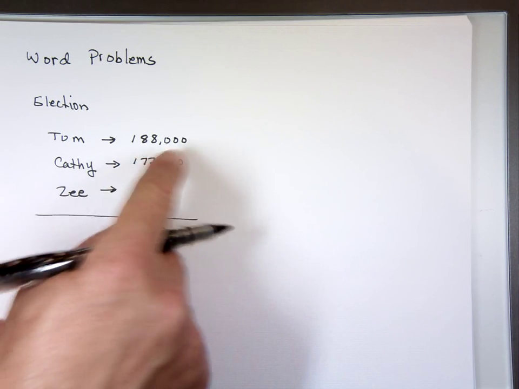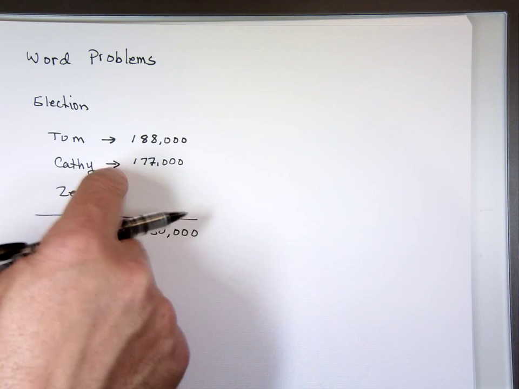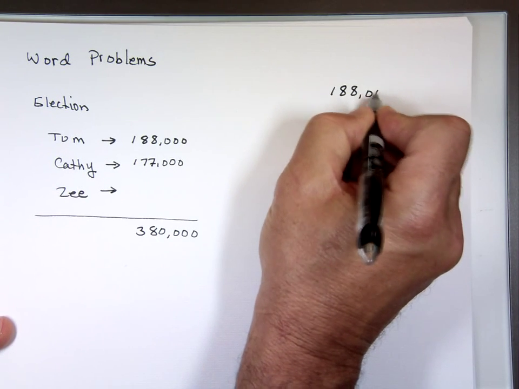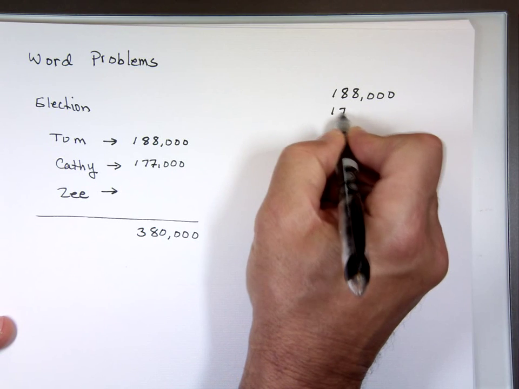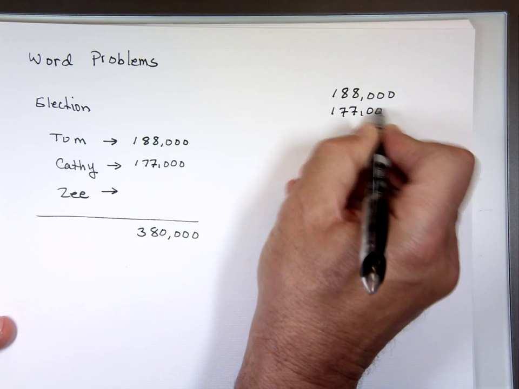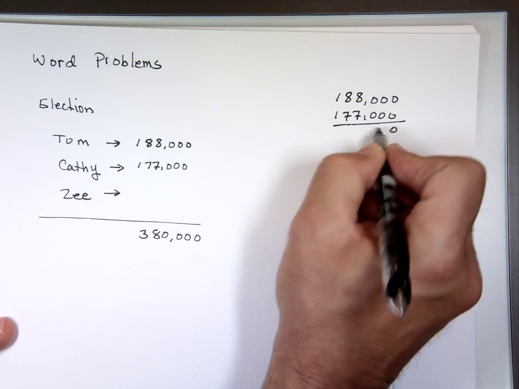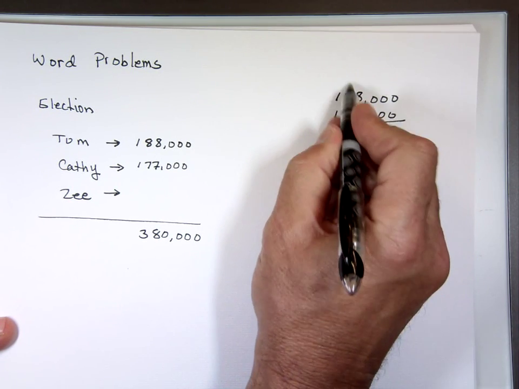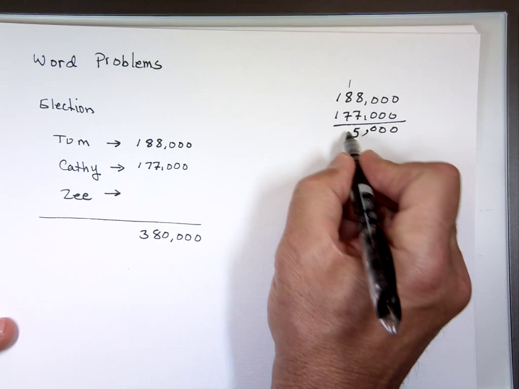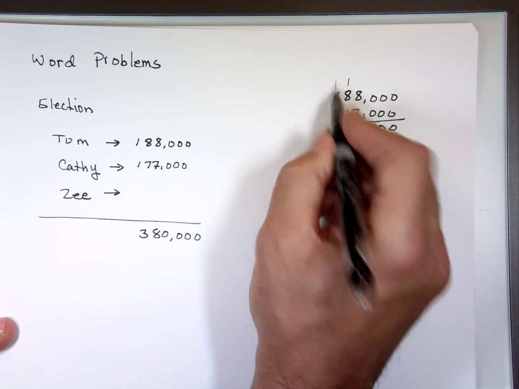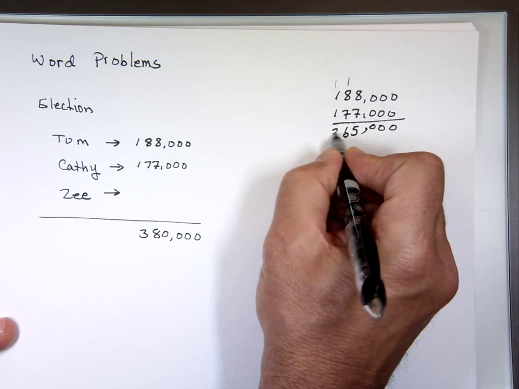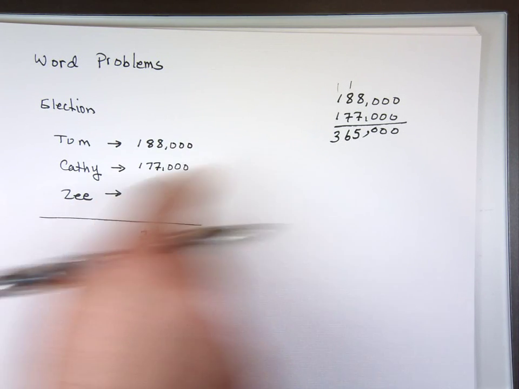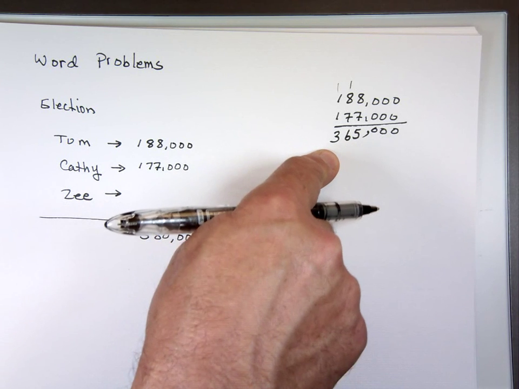Yes, we know what Tom and Kathy got, so let's add them. What is 188,000 added to 177,000? 0, 0, 0. 7 and 8 is what? 15. 5 carry 1. That's 16. 6 carry 1. That's 365,000. Between these two guys, they received 365,000.